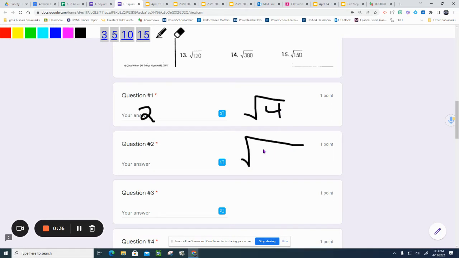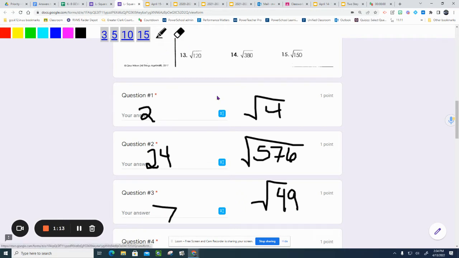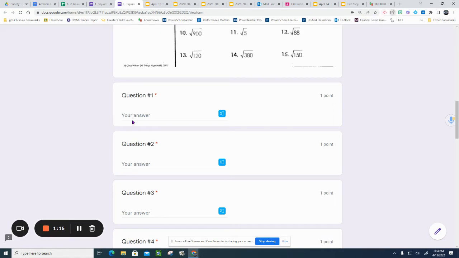Number 2 is the square root of 576. I'm not going to lie, I used my calculator. Answer is 24. Can't do that one in my head. Number 3 is the square root of 49. The answer is 7.